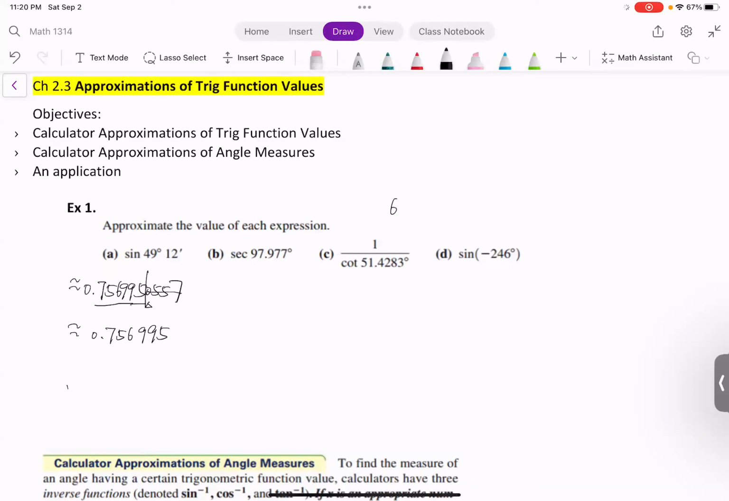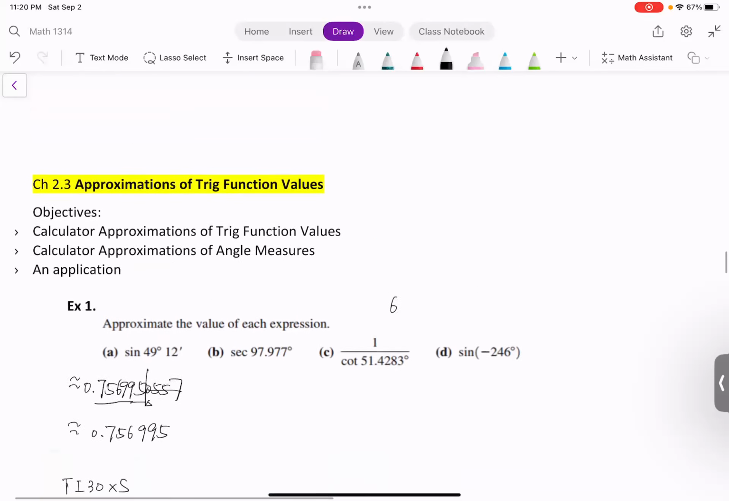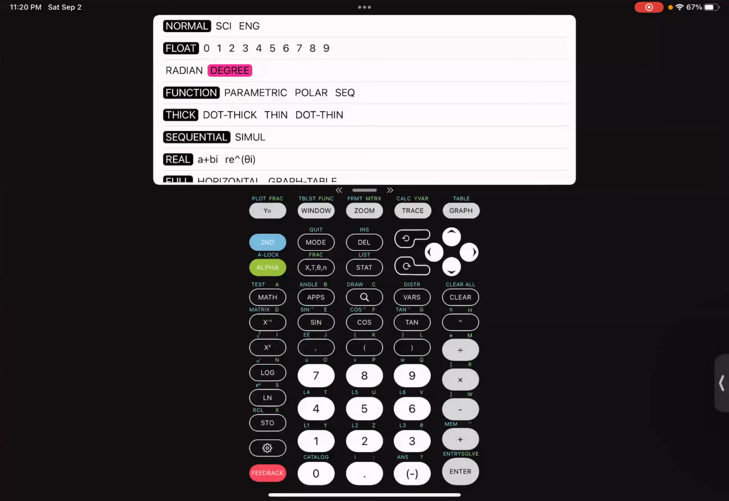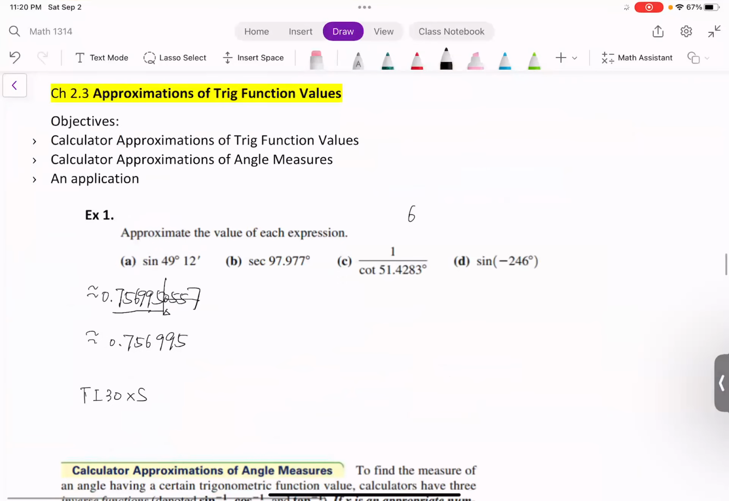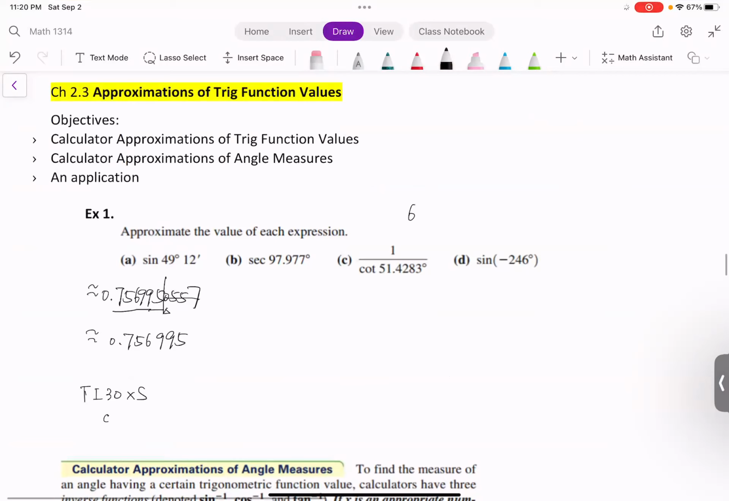On the TI-30XS, first check your mode. The mode is degree mode, DEG. And second, what should I do? I click sine, and then I need to click 49.